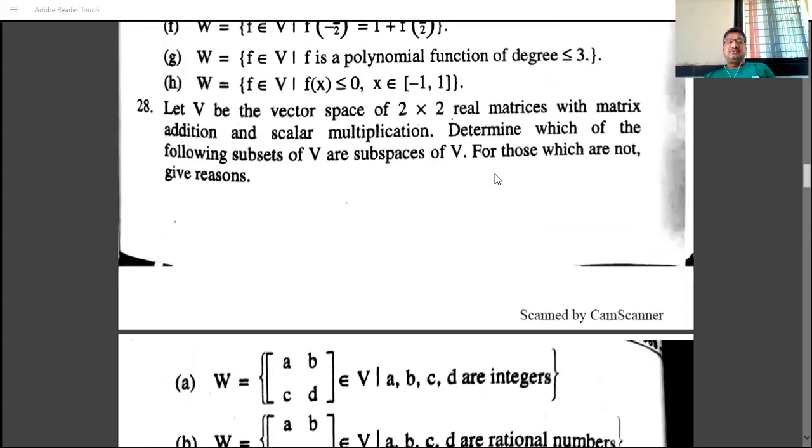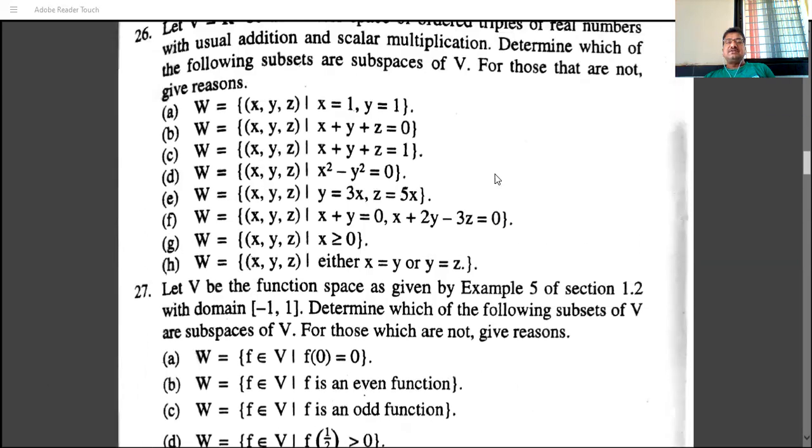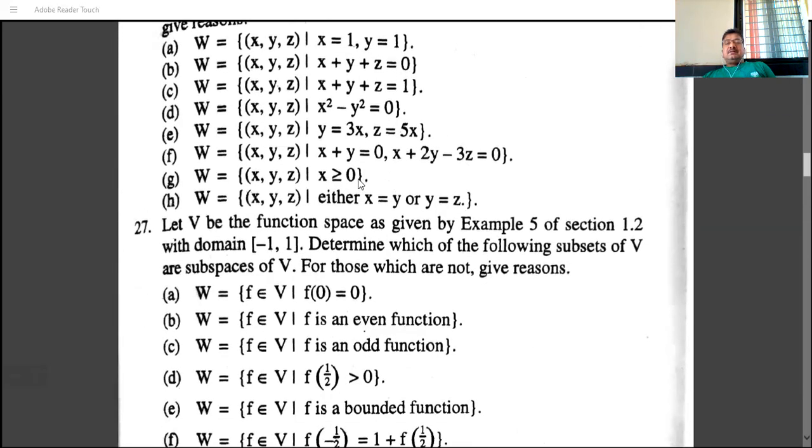So show the two conditions, that is, addition of every two elements of W belongs to W. Then this is the F in 26F, X plus Y is equal to 0, X is greater than or equal to 0. This is again not a subspace, because if X is greater than or equal to 0, for example, if you take element 1, 2, 3, suppose 1, 2, 3 belongs to W.